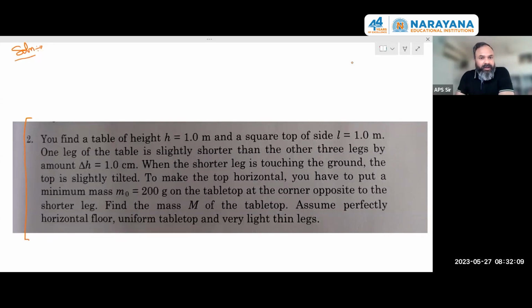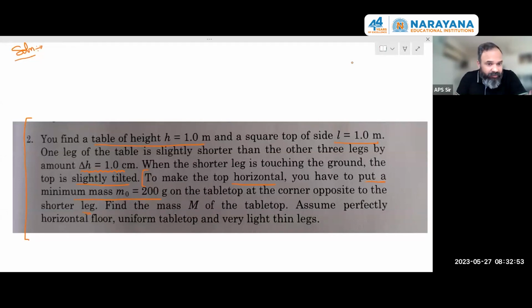The question is that there is a table of height, edge length L. Now the concern is that one leg of the table is slightly shorter than the other three legs, and that small deficit is delta H, which is 1 centimeter. If the shorter leg is touching the ground, the top is slightly tilted, and to make the top horizontal, you have to put a minimum mass diagonally opposite to the shorter leg.